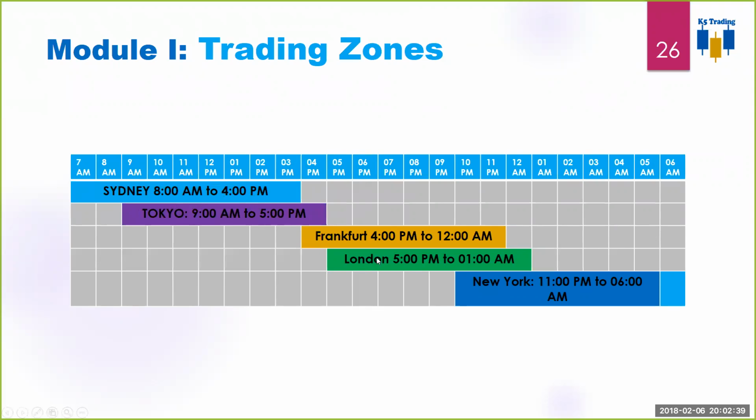If you are trading in the evening or afternoon, then your best bet is from 5 p.m. or 6 p.m. when London opens, right up to midnight when London and New York actually overlap, and then after that London closes.